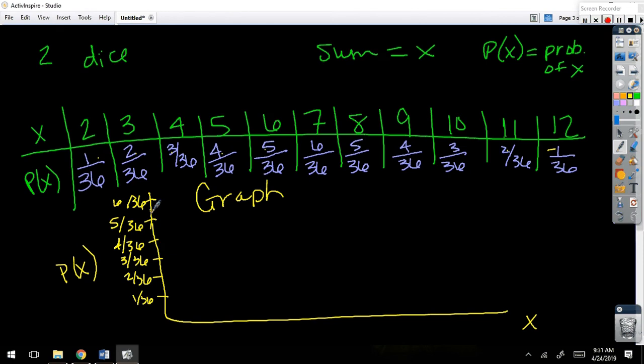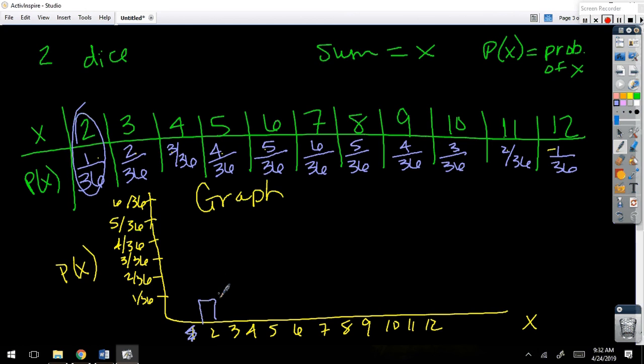So this will be 1, 2, 3, 4, 5, 6, 7, 8, 9, 10, 11, and 12. And now you just graph each one corresponding. So 2 goes up to 1 over 36. Put a 1.